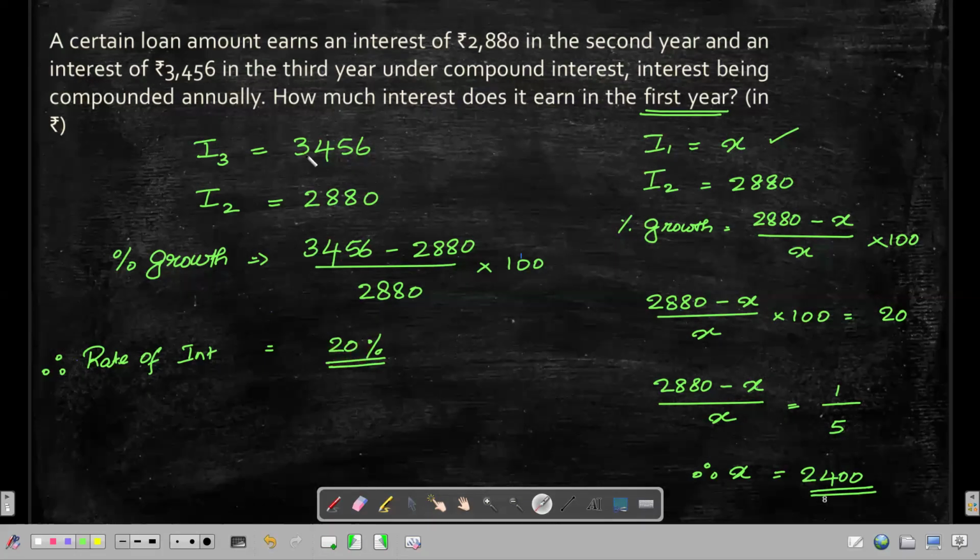So for I3, I4, and I5 also, you can easily calculate because the rate of interest remains the same as far as this question is concerned. Using that logic, I can easily handle this question. This is actually a shortcut. The value will come here as 2400. All right.